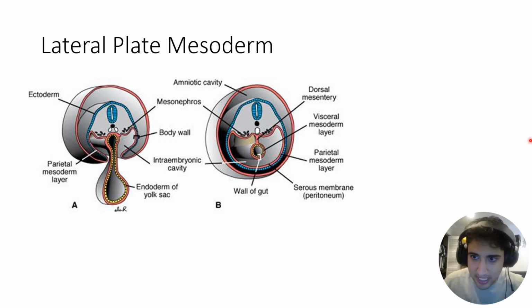This forms the peritoneum. So mesoderm from the parietal layer together with the overlying ectoderm form the lateral body wall folds. These are the folds of the lateral body wall. These are the folds here. Okay?